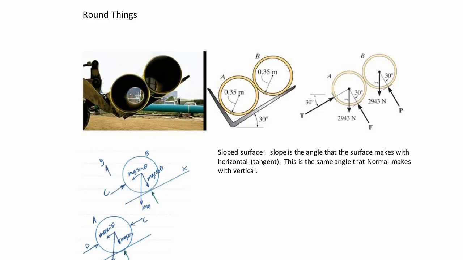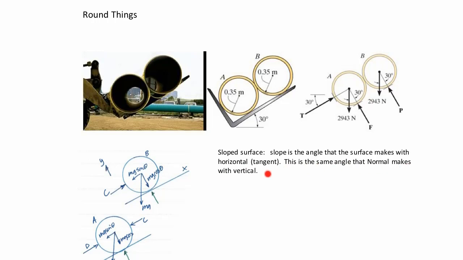Second thing is what happens on inclined planes, and this is something we just talked about in the prior video. Whatever the angle that the inclined plane makes with the horizontal is the same that the normal makes with vertical. So in this case, vertical will be the weight, and the normal force, the contact force, will have that same included angle. If this is angle 30 here, this is going to be the 30. I've just written it down here: the slope is the angle that the surface makes with horizontal. This is the same angle that normal makes with vertical.